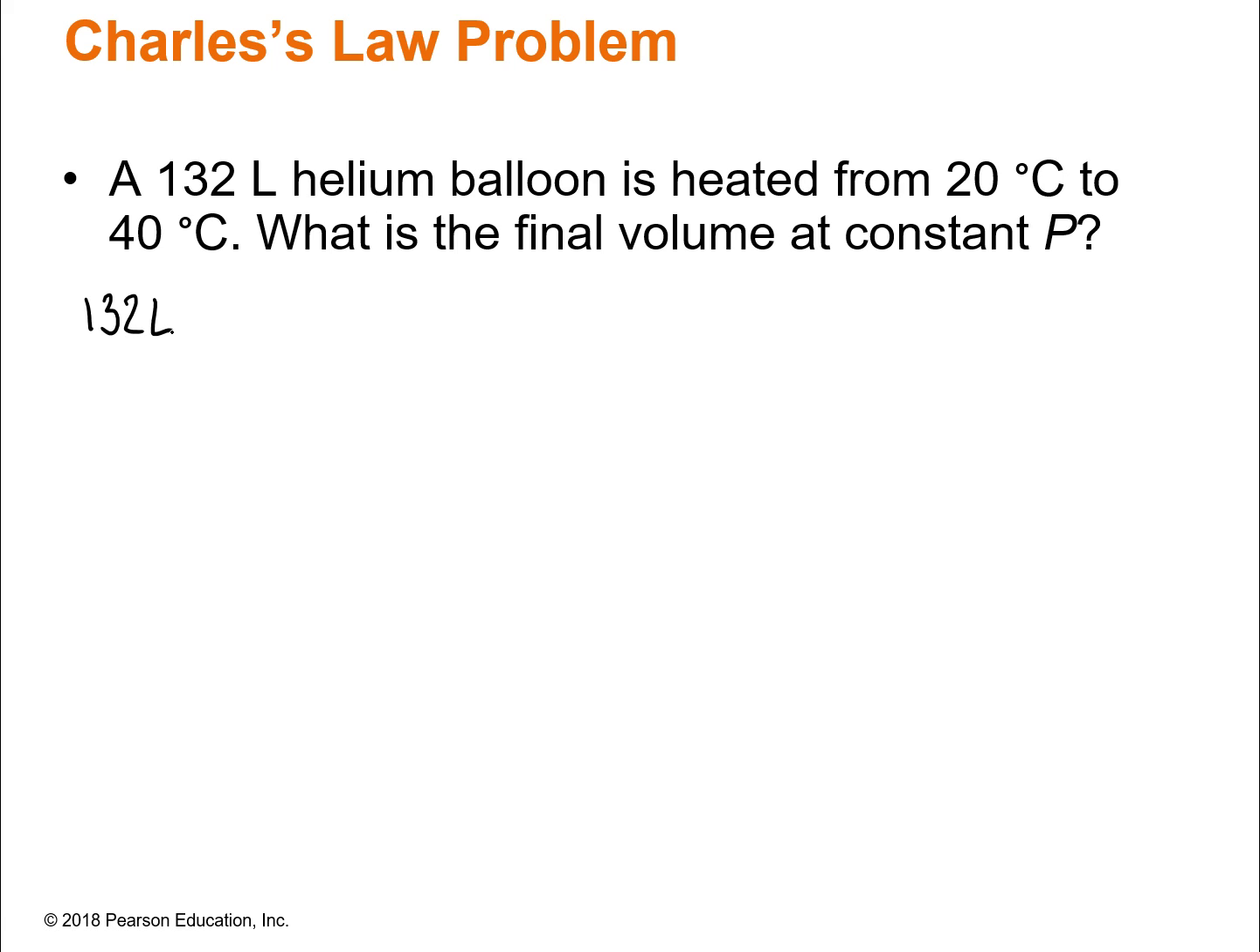Always start by writing out all of the variables that you're given. And that will help you identify which gas law you need to use. This first sentence tells you the initial conditions. 132 liters, that's a volume. We'll call it V1. 20 degrees Celsius is a temperature, and it's the initial temperature. 40 degrees Celsius is another temperature. We'll call it T2. We're asked what the final volume is, so we don't know.